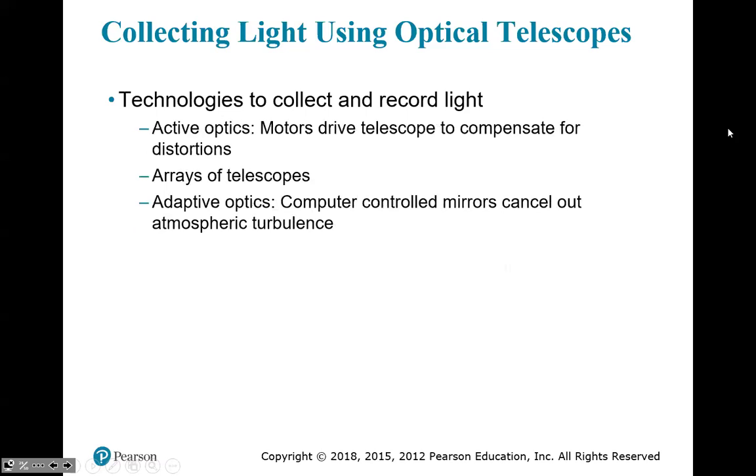Some other things that have been developed over time: active optics. So motors that drive the telescope can sometimes rearrange the positioning of the mirror, but also sometimes even change the shape of the mirror to correct for distortions caused by the atmosphere. Oh, that's more adaptive optics. Active optics is that you direct the pointing of the telescope to compensate for certain distortions, while with adaptive optics, you can cancel out atmospheric turbulence.